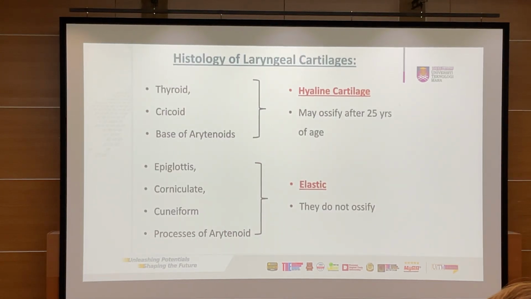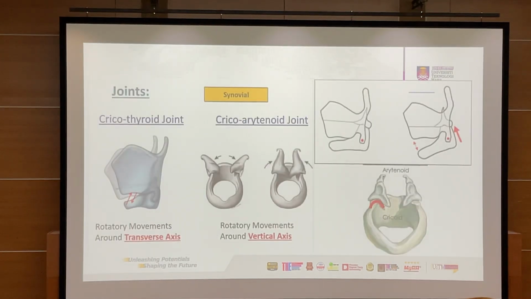The laryngeal cartilages can be divided into 2 types, hyaline and elastic cartilage. Hyaline cartilage includes the thyroid, cricoid, and arytenoid, which may ossify after 25 years of age. However, the elastic cartilage normally does not ossify. We have done with the laryngeal framework, so we go into the joints.